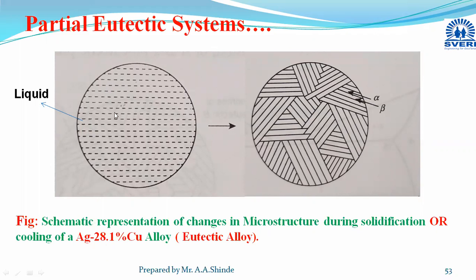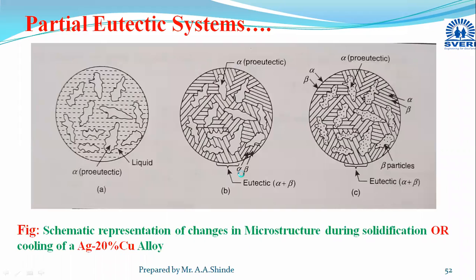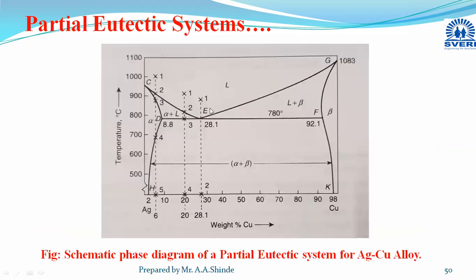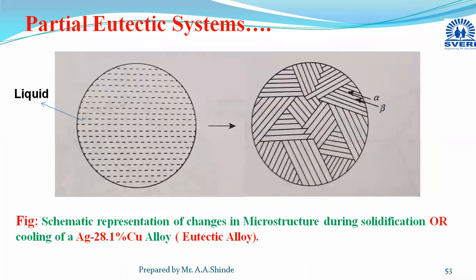Okay, in 1 to 2, liquid state will be there, 1 to E. And when temperature reaches at point E, liquid will get transferred to the mixture of alpha and beta. Simple diagram is there. Okay, here 1 to E, only liquid is there, and when temperature reaches at point E, eutectic composition will occur, and this liquid will get transferred to mixture of two solids, that is alpha and beta, and it is shown in the diagram, this diagram.